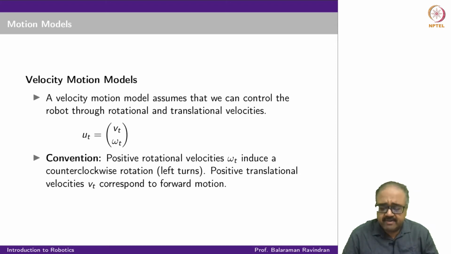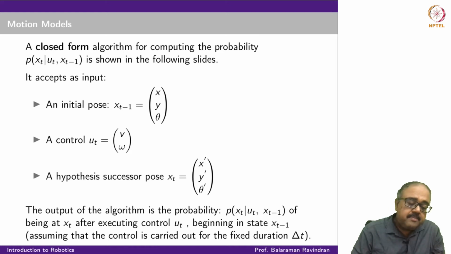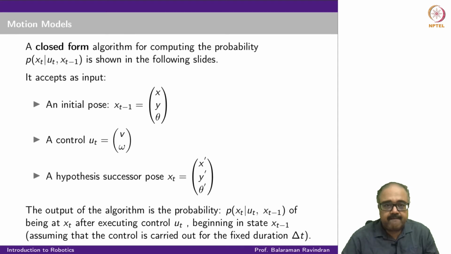And positive translational velocity Vt, as is normal, corresponds to forward motion, and whichever direction the robot is facing in, it will move forward along that line. Okay, so that's what the forward motion here means, right. And so what we will do now is look for some kind of a closed form algorithm, right, for computing the probability p of xt given ut and xt minus 1. Okay.